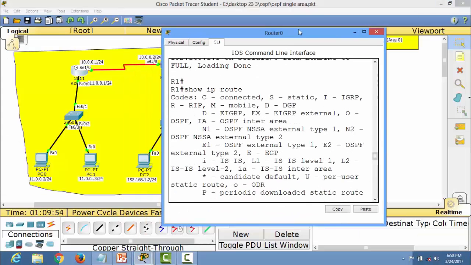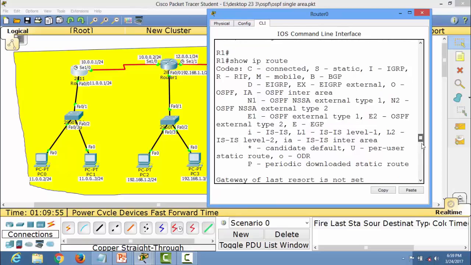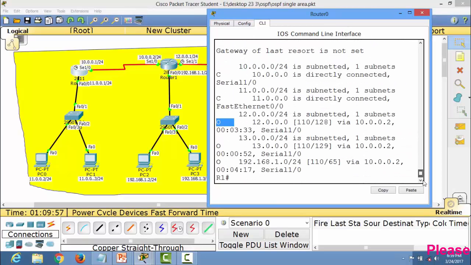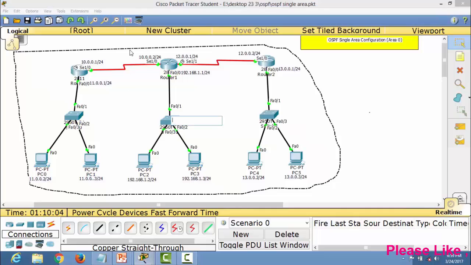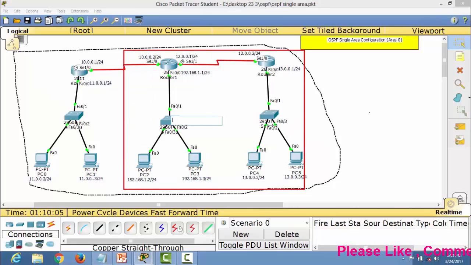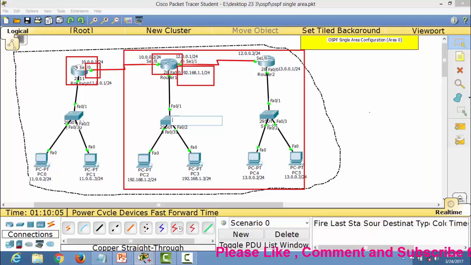Okay. It knows about the 12 network also. It knows about the 13 network also. It knows about the 192 network also. That is here. This is a 3 unknown network. Now this router knows from this router on this particular interface.